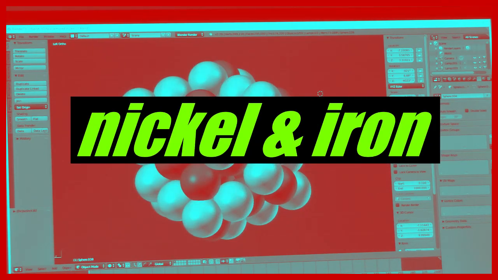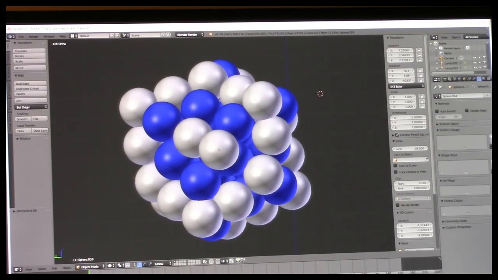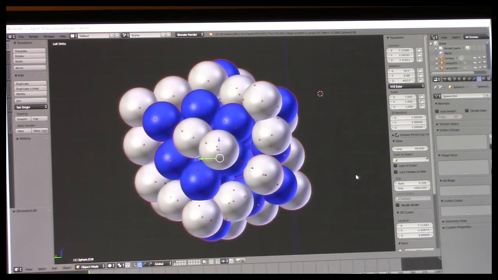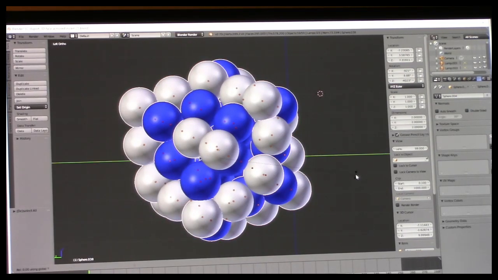This is about iron and nickel. In this picture here, we see nickel has a shape much like iron. And in Blender software here, I can rotate this around and things. Let's try the y-axis.